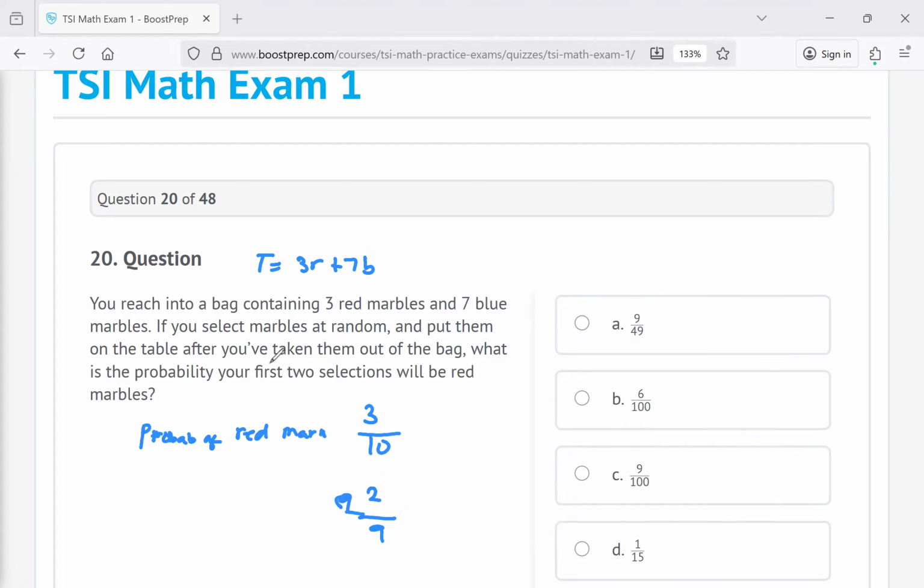Okay. And then it says, what is the probability your first 2 selections will be red marbles? So that's a big clue that you're going to multiply 2 different probabilities. Your first probability was 3/10, and then your second probability after taking out the marble was 2/9. So 3/10 times 2/9 is 1/15. So yeah, letter D.